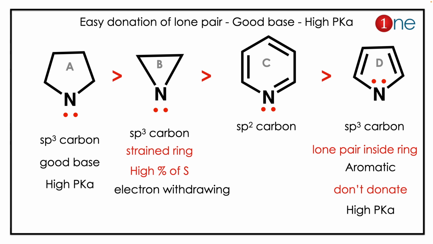Here normally the pKa is decided by electron donating ability. The easier the donation of the electron lone pair, it will be a good base. It will have higher pKa. Here the important thing is the question is about the pKa.